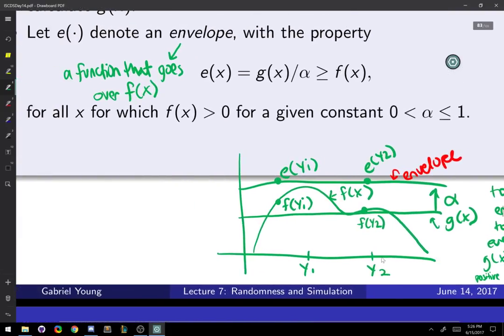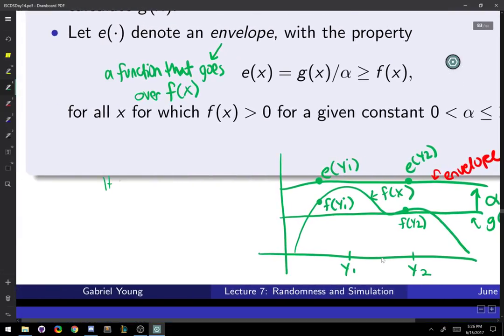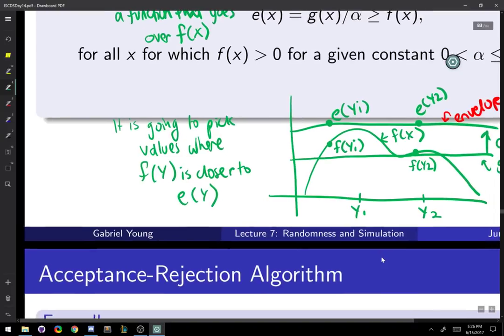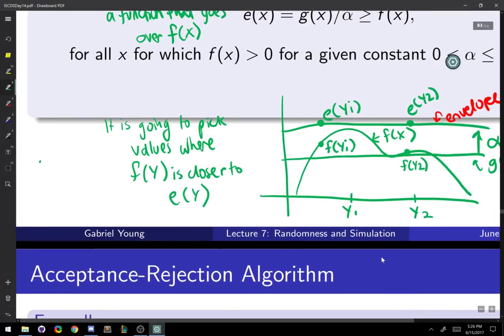Okay? And the way we quantify that is we pick a random uniform, and we see if u is less than f of y divided by e. Well, that means if f is relatively larger, then f(y) over e(y) is also relatively larger. Yes. Everyone has a higher probability to accept the x values that have a higher density over there.